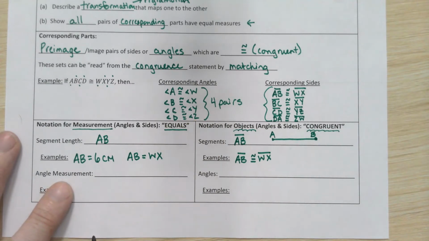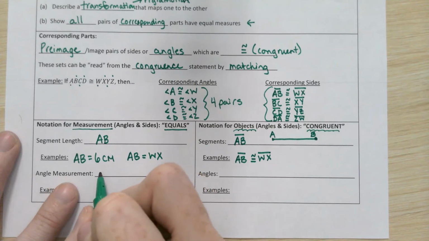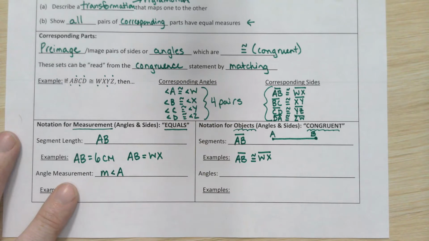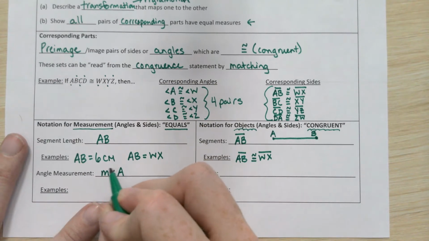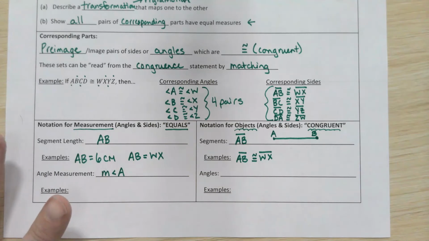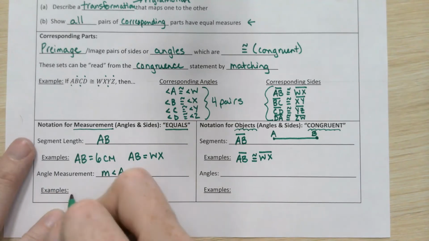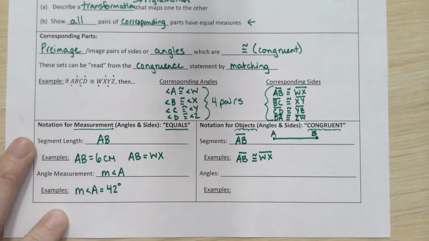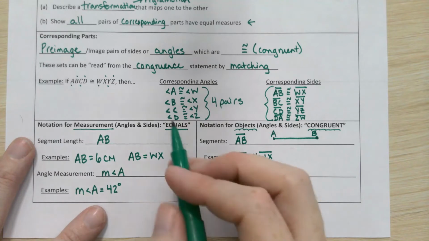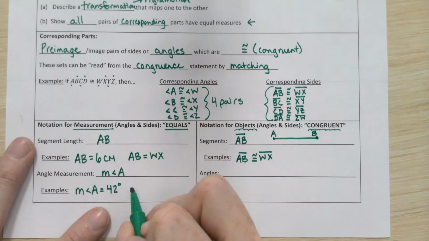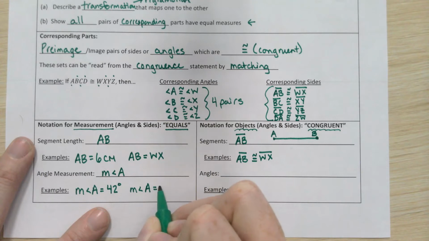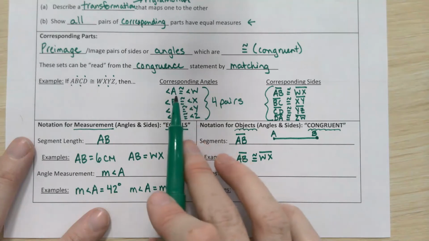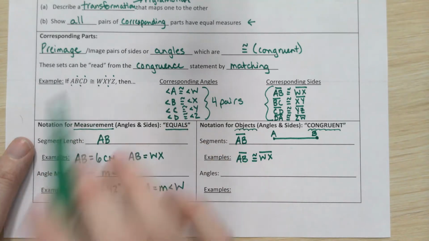When we're talking about angle measure, if you think back to standard 2, we always had that little M that showed up in front of the name of the angle. That's talking about the actual rotation value, so how many degrees the angle might be equal to. So you might write down something like the measure of angle A equals 42 degrees, an actual number. Or, as the case would be up here, if we were talking about measurements, we could say the measure of angle A is the same or equal to the measure of angle W, since those are our corresponding angles based on the order of the letters in the congruent statement.